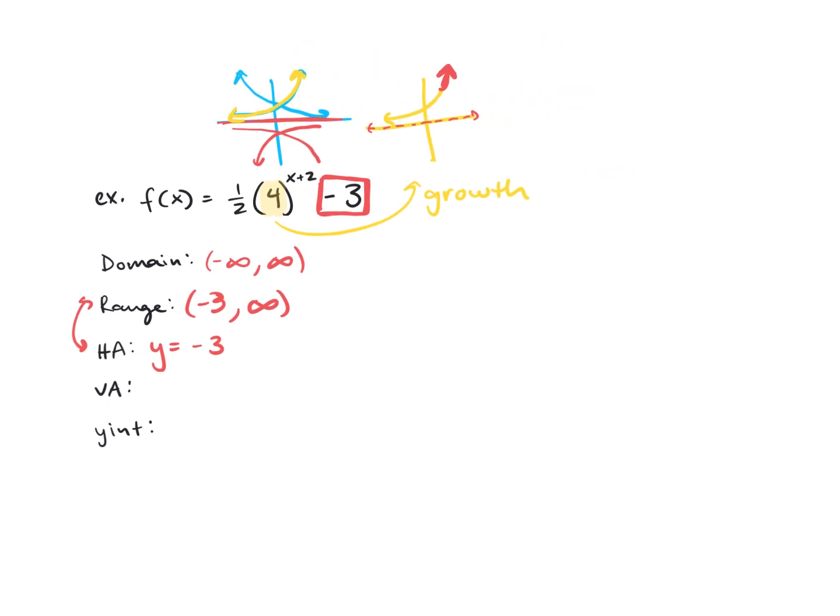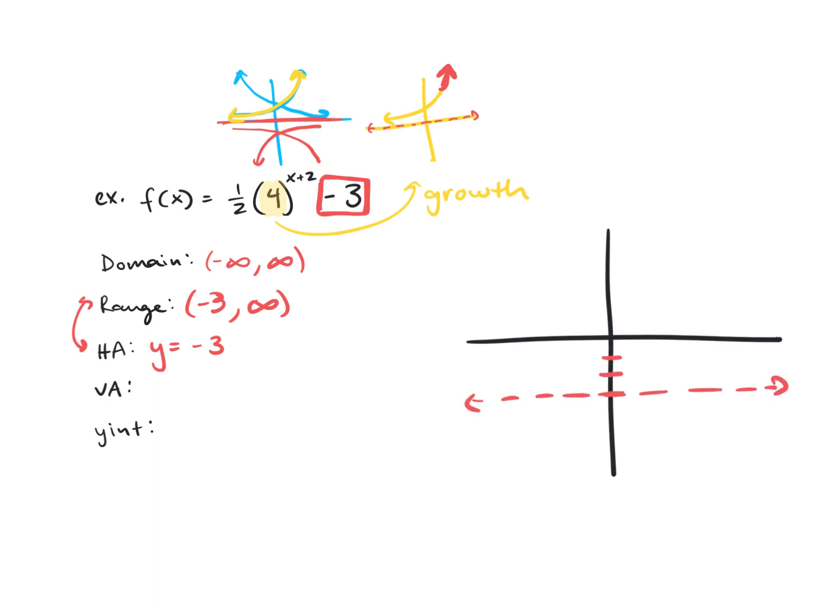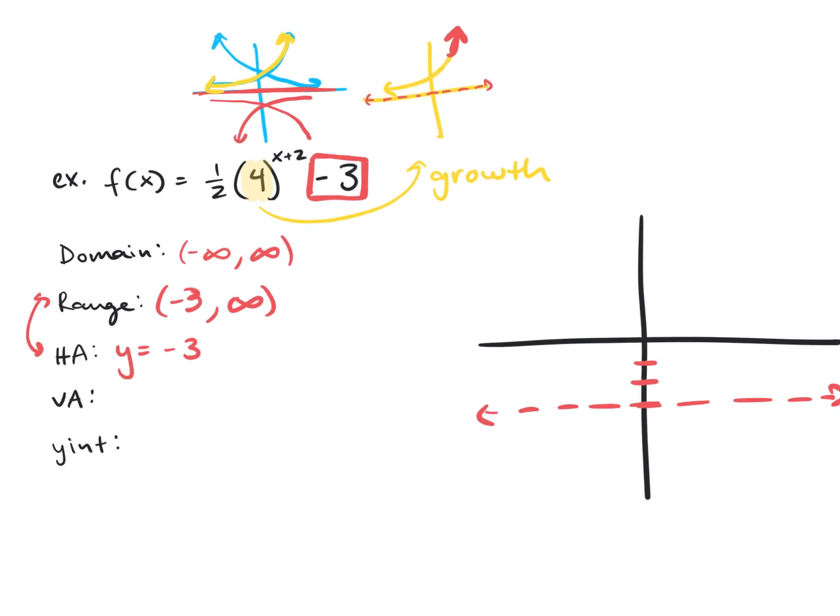We can draw that on our graph now. We're going to put our horizontal asymptote at -3. What's our vertical asymptote? There is none. You're only going to have one or the other for these types of graphs. Exponential, you're going to have horizontal. How do we find the y-intercept?